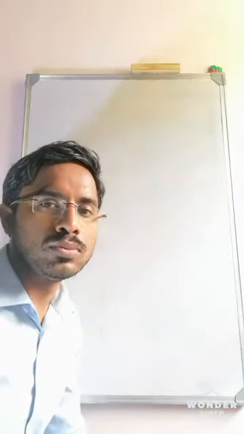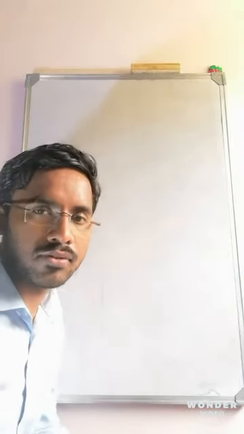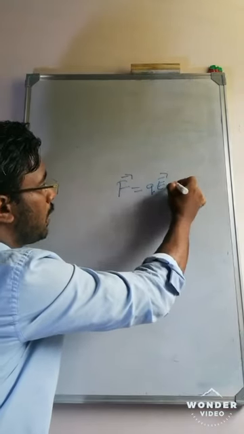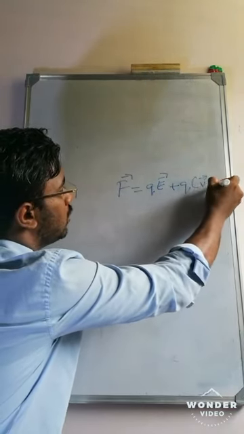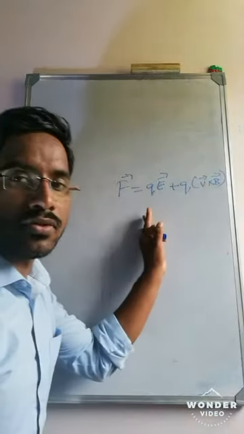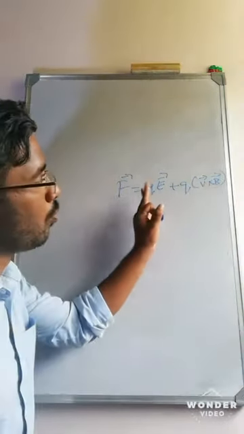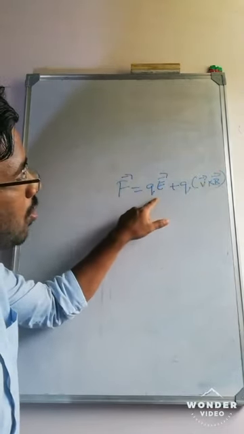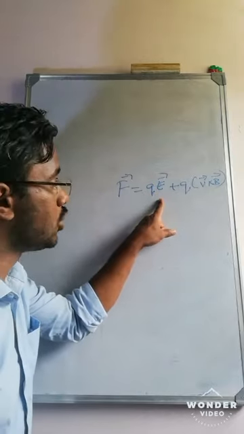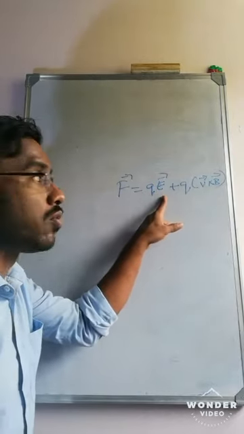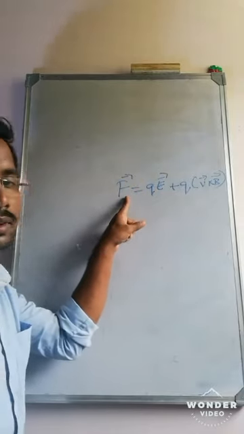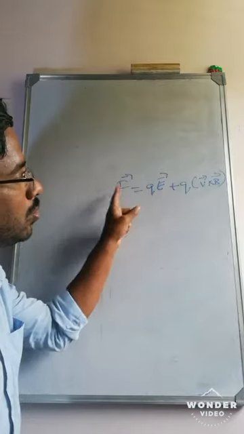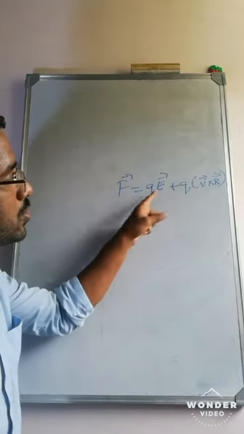The expression for the force on a charge moving in both a magnetic field as well as an electric field is given by F is equal to Q into E plus Q into V cross B. So this is the force acting on a charge moving in both an electric field as well as a magnetic field. You have already studied the expression for the relation between force and electric field in the first chapter. This force is defined by Coulomb's electrostatic force, and this is the relation between force and electric field.